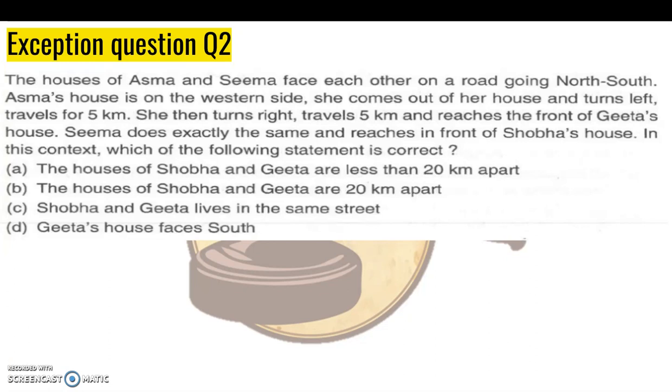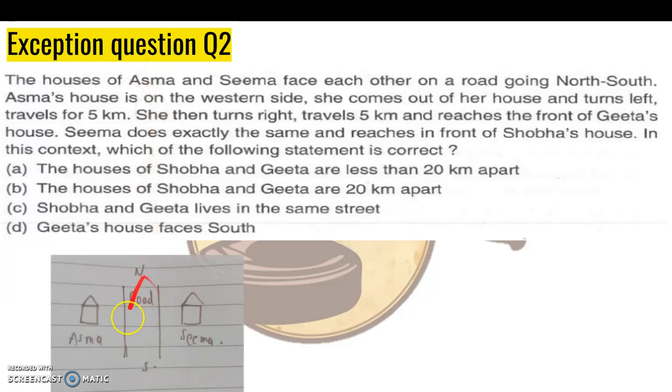Okay. So in this question, there are two people who live on either side of the road, which goes from north to south. And Asma's house is on the west side, so it would look like this. Okay, there's a road and Asma's house here and Seema's house on the eastern side. Now Asma moves 5 kilometer left, okay, and then 5 kilometer right, and she reaches Geeta.